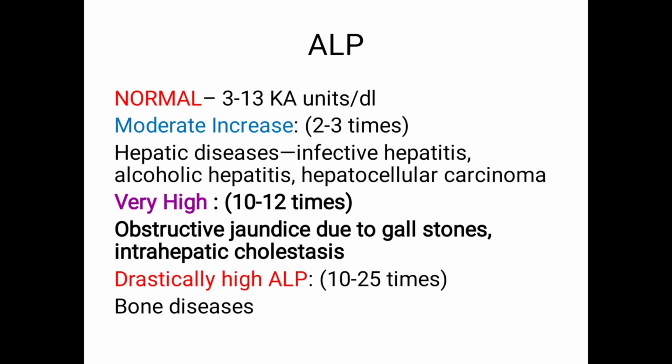So students, remember this point you have to write in case you are choosing ALP as diagnostic enzyme. Very high levels are seen in obstructive jaundice due to gallstone, because there is a blockage in the flow of bile. So ALP is very high in obstructive jaundice due to gallstone, and intrahepatic cholestasis also. Okay, obstruction in the flow of bile. There is a very drastic increase seen in bone diseases, 10 to 25 times of normal.